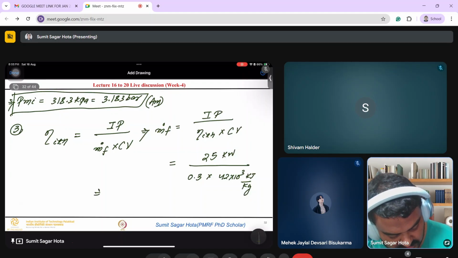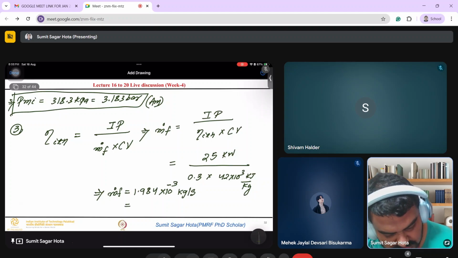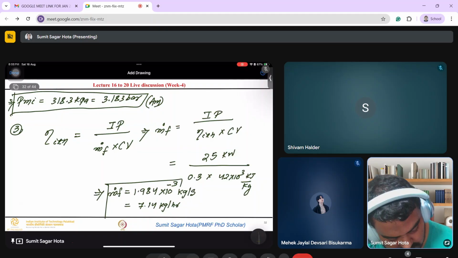So yeah, if we solve, we get m dot f as 1.984 into 10 to the power minus 3 kg per second. Okay, if we convert it into hours by multiplying with 3600, we will get 7.14 kg per hour. Okay, this is also your answer.